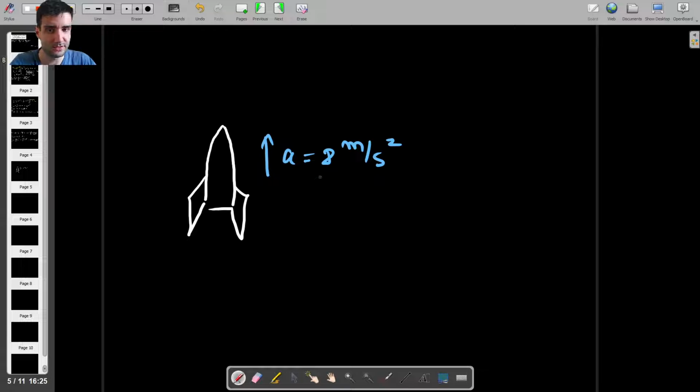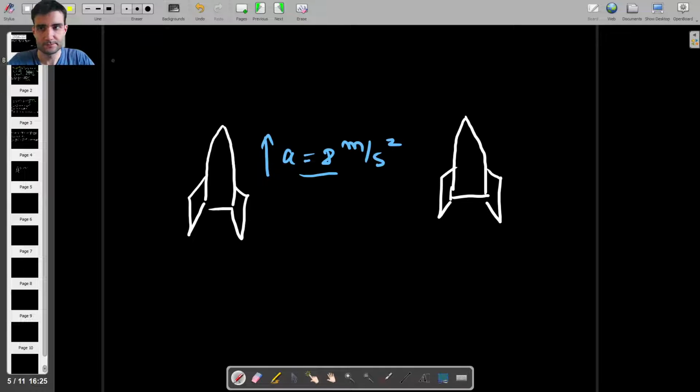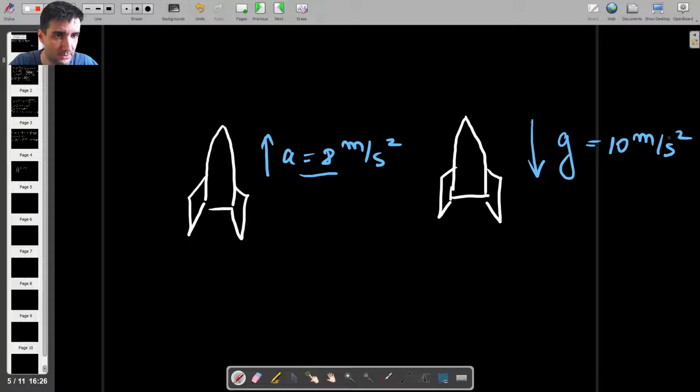So when the fuel is gone, this acceleration is no longer here because there's no more thrust. So from this point on, if you want just one moment after this, 1 millisecond or less than 1 millisecond after this, the rocket is now subjected to free fall, similar to what was happening to the boat. So the moment there's no more thrust, the moment there's no more fuel, the acceleration will be downwards, and it will have an absolute value of 10 meters per second squared.